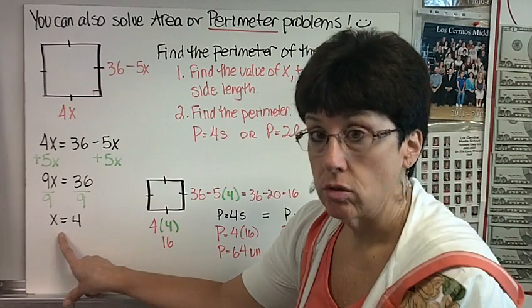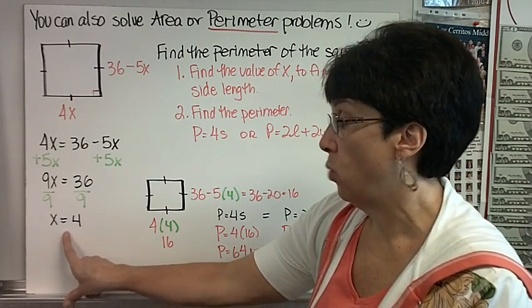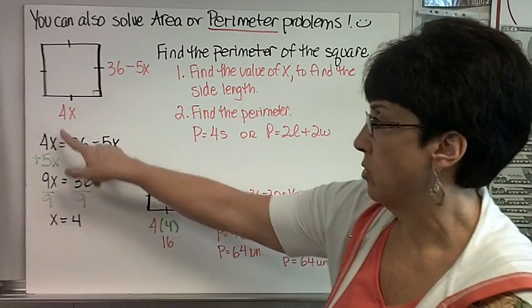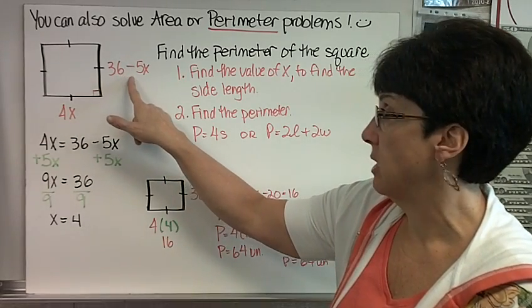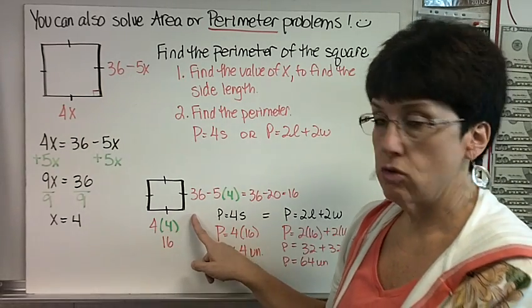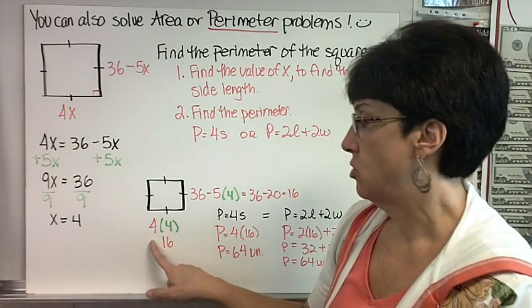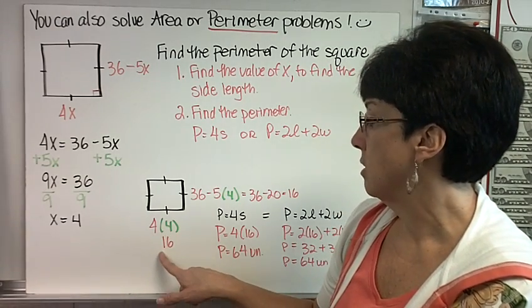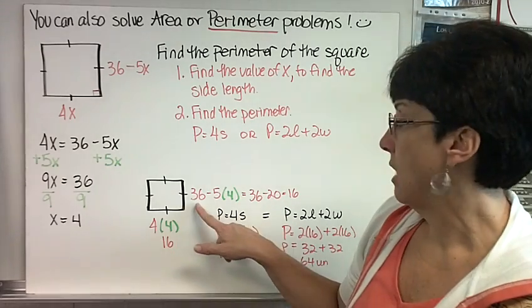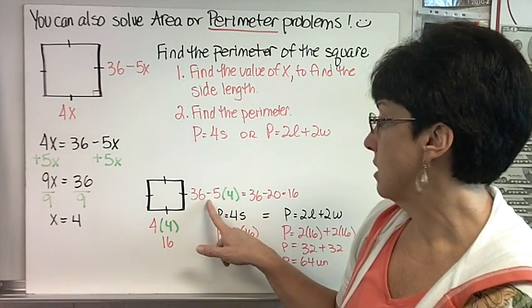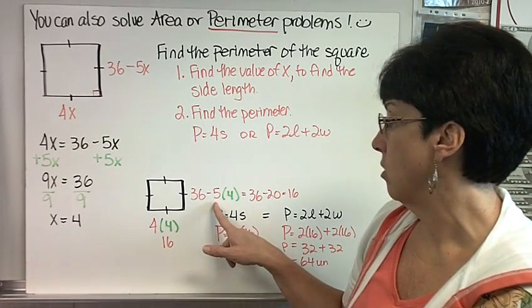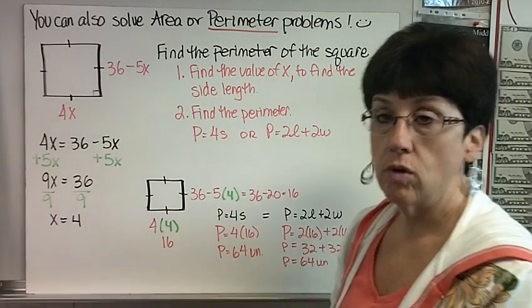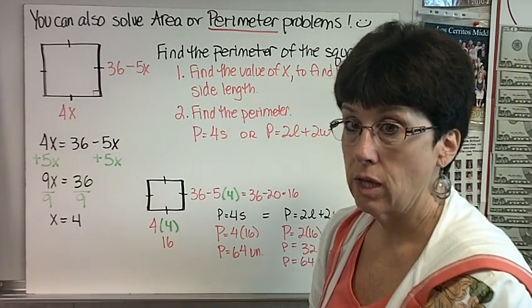That's not my answer. I'm not done. That's just what x is so I can find the side length, okay? So remember, it's 4 times x and 36 minus 5x. I drew another square over here, and I substituted in the value of my variable for the x. So 4 times 4 is 16. And now let's check this side. 36 minus 5 times 4, 36 minus 20, 16. If they don't equal, that means you made a mistake somewhere. Okay, they have to equal.